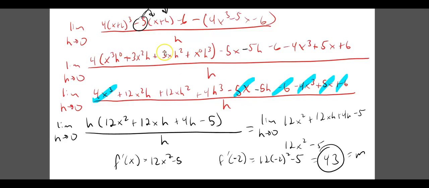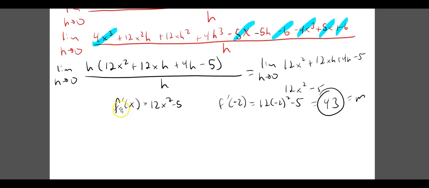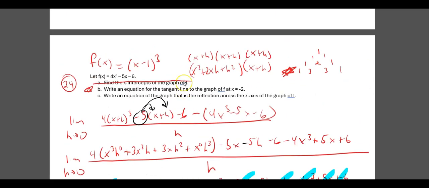And then back to the other question. I'm just kind of combining them here, to show you how it's done. Find the normal line. For the normal line, well, here, let's find the equation of the tangent line. So y minus y1 equals m times x minus x1. Oh, I didn't find y1, did I? So f of -2 equals 4 times -2 cubed minus 5 times -2 minus 6.